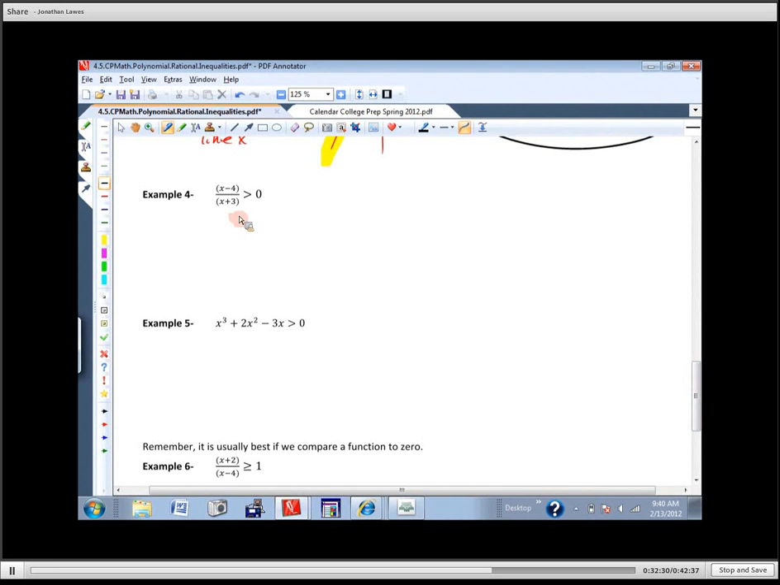It's already compared to 0. Got that part taken care of. I really don't want to work with the x plus 3 in the denominator, but I do need to keep in mind, what number can I not use as an answer? Can't use a negative 3. Let's throw that out to begin with, but just keep it in mind from here on out.